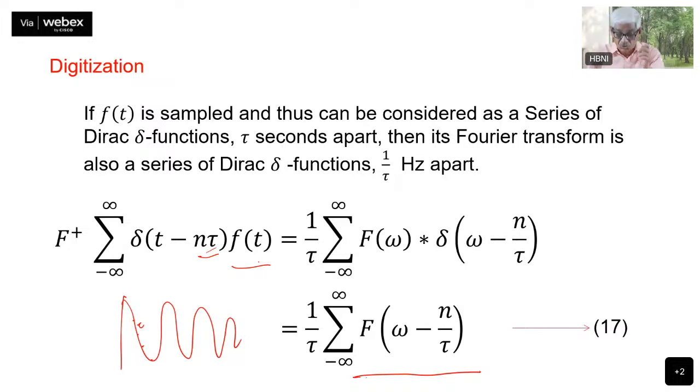N equal to 0 gives you f of omega, which is the entire spectrum, the full f of omega. If n is equal to 1, this is another spectrum, but it is displaced from f of omega by 1 by tau. Tau is your dwell time, so one entire spectral width is gone there. So you get a series of spectra.